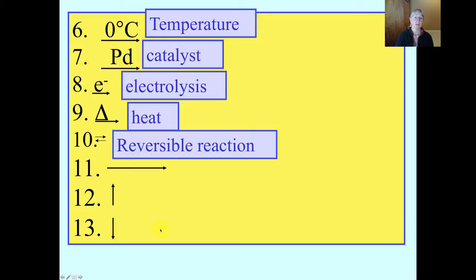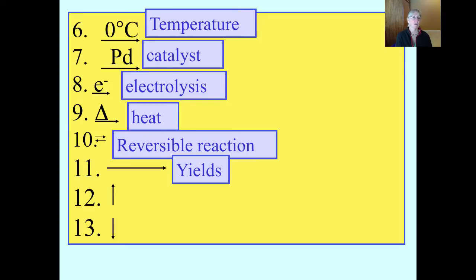So if, instead of seeing a single-headed arrow, you see a double arrow, one pointing left to right and one right to left, you're looking at a reversible reaction. And we'll consider those when we study equilibrium. It's a little bit on the large side, but that arrow that you can draw, as seen in number 11, is read as yields or produces.